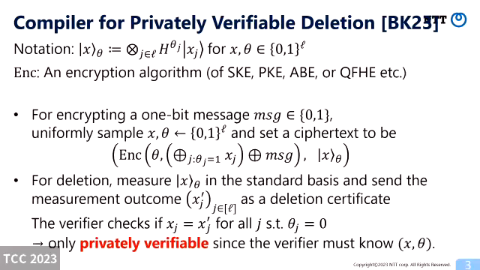decryption key. So this is a nice compiler, but the caveat of this construction is that it is only privately verifiable. Why? This is because the verifier has to know x and theta for checking this. But x and theta should be kept secret from the receiver, and thus it is only privately verifiable.